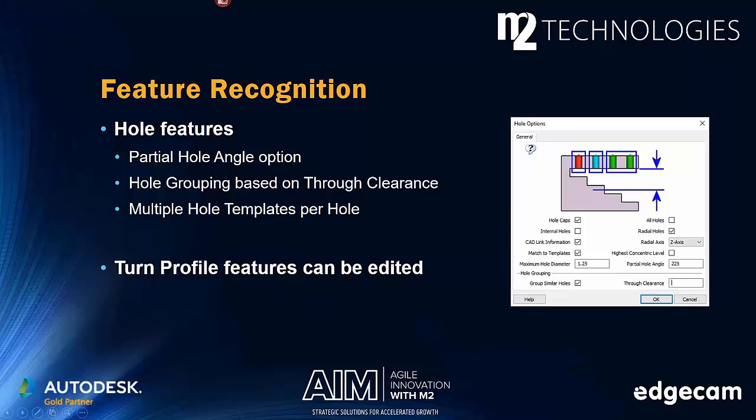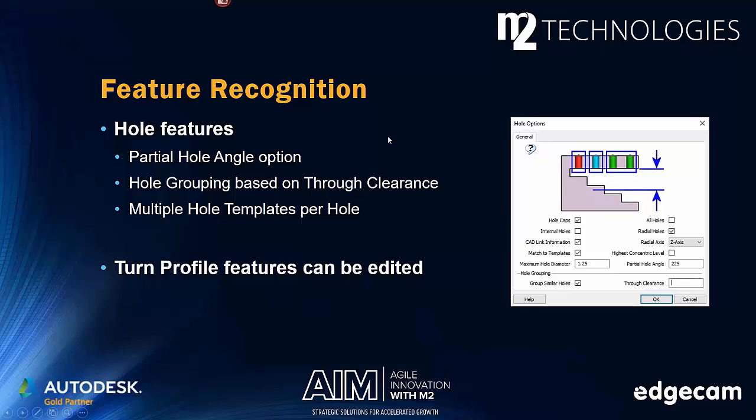There's a new through clearance that's now been added to the hole options that allows users to specify the through clearance that should result in common holes. So it's now possible for the software to have some inputs where it understands your machining intent, and it will create those as a single hole feature that speeds up drilling, tool path creation, and improves tool path ordering and sorting as well.